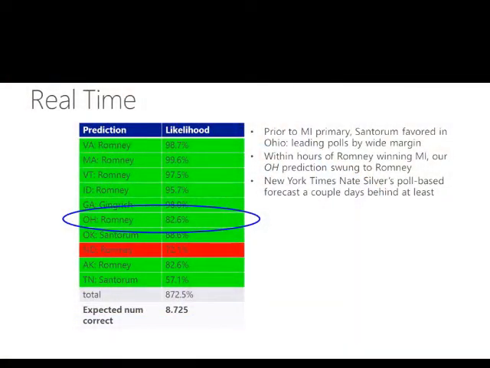Another example of real time: right before Super Tuesday, the markets were giving Romney an 80% chance to win Ohio. But actually, all the polls were favoring Santorum in Ohio. So what was happening? Romney had just won in Michigan the day before, and the market knows that all these states are highly correlated. So if Romney wins Michigan, he's likely to win Ohio, and the market can react almost immediately. The polls take a few days to catch up.